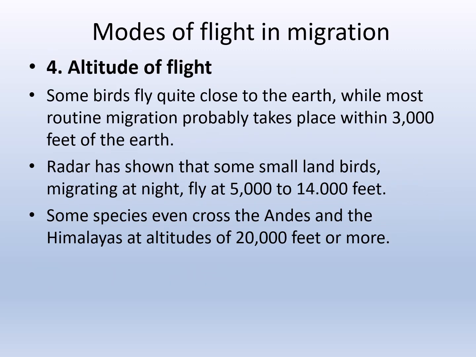The altitude of flight. Some birds fly close to the earth, while most routine migration probably takes place within 3,000 feet of the earth. The radar has shown that some small land birds migrating at night fly 5,000 to 14,000 feet, and some species even cross the Andes and the Himalayas at altitudes of 20,000 feet or more.